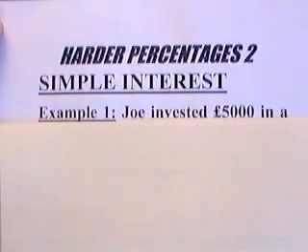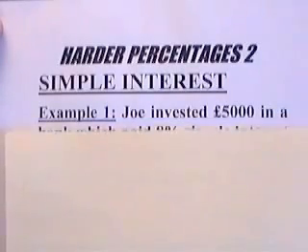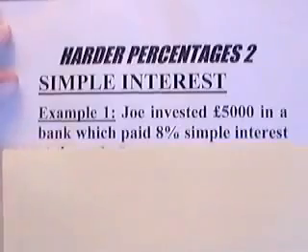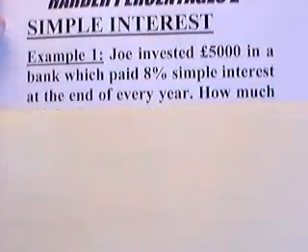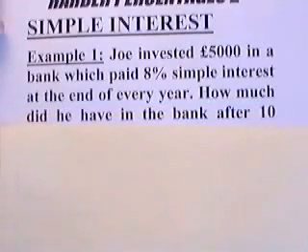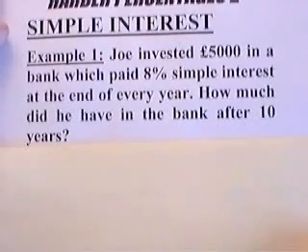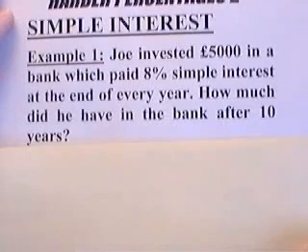Well, the best way to look at this is to do an example. Here we've got Joe invested £5,000 in a bank which paid 8% simple interest at the end of every year. How much did he have in the bank after 10 years? Okay, so at the end of every year it paid 8% simple interest. How do we find how much he has at the end of 10 years in his account?